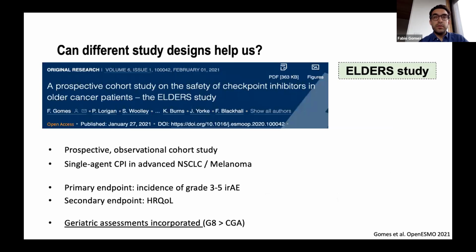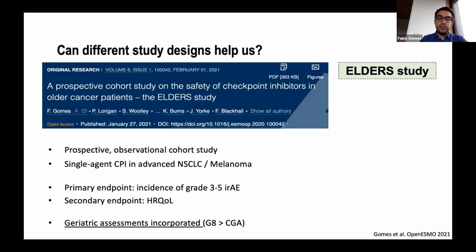And the last thing that I wanted to raise is that we need to think about slightly different study designs if we want to focus more on these older populations, because age on its own only takes us so far, and it doesn't define the patient. So we ran this study here in Manchester, a prospective cohort study looking at the safety of checkpoint inhibitors in older cancer patients. We recruited patients on single agents, selected within clinical practice to get a single agent checkpoint inhibitor for either lung cancer or melanoma. The primary endpoint was high-grade toxicity.